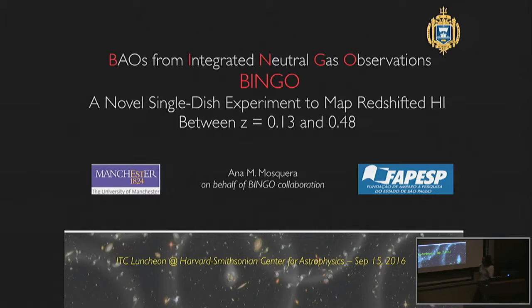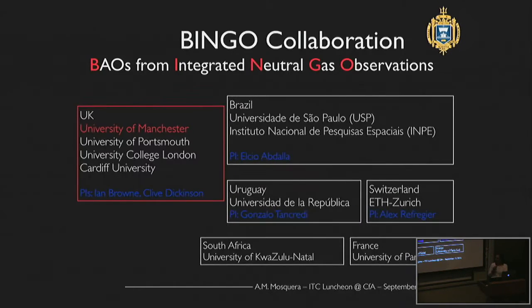The BINGO experiment is led by the University of Manchester. It's one of the main nodes, and has been funded by FAPESP, about 75% of it. FAPESP is like the NSF of Brazil. I'm going to present the different nodes and the different people involved. As I said, it's led by the University of Manchester, and there are several other nodes in the UK. The PIs are Ian Brown and Clive Dickinson, the persons behind the curtains of the whole project.